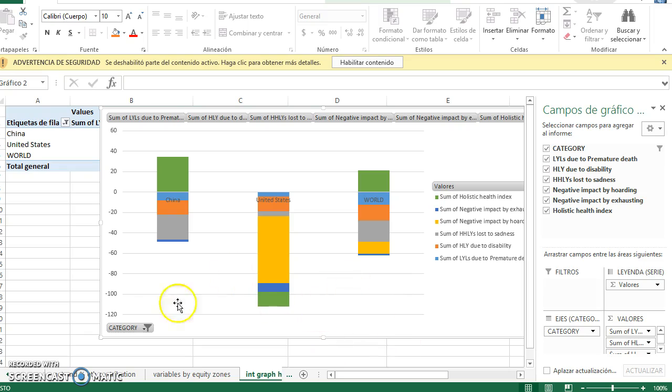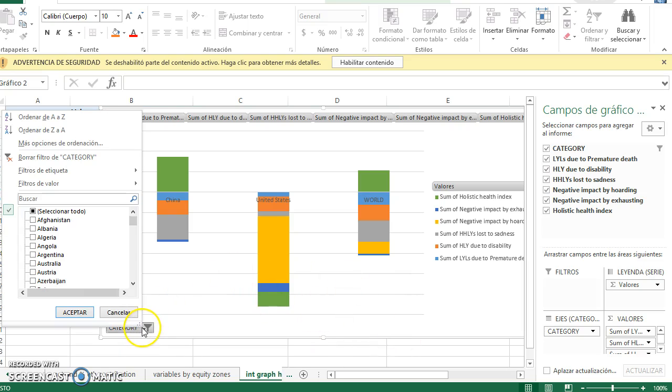So these are examples of how you can look at different countries and see what the different dimensions of the Holistic Health Index are. We hope it's interesting to you, and you can make use of it for your studies, debates, and help us improve our analysis and our proposals.